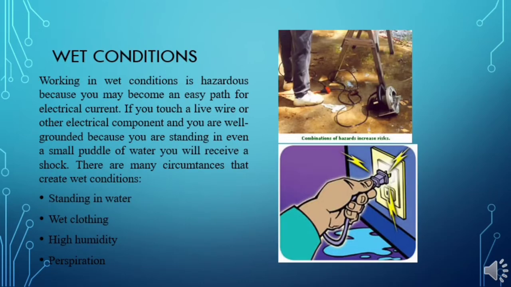The third one is wet conditions. Working in wet conditions is hazardous because you may become an easy path for electrical current. If you touch a live wire or other electrical components and you are well grounded because you are standing in even a small puddle of water, you will receive a shock. There are many circumstances that create wet conditions, such as standing in water, wearing wet clothing, high humidity, and perspiration.